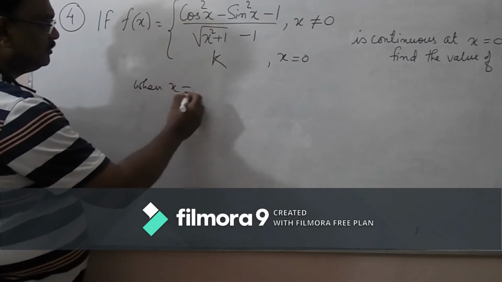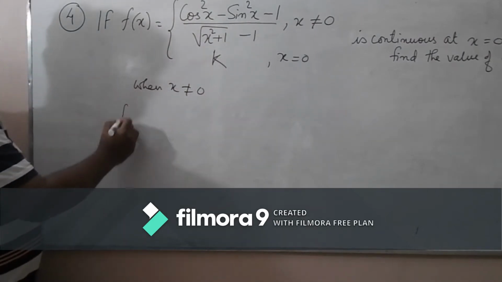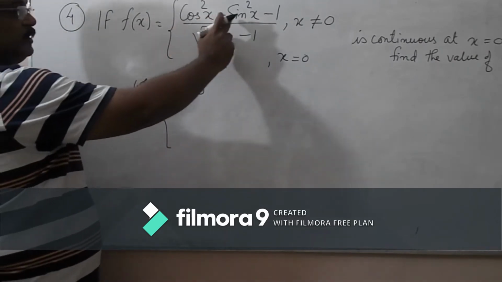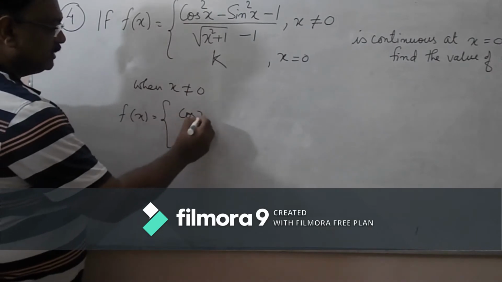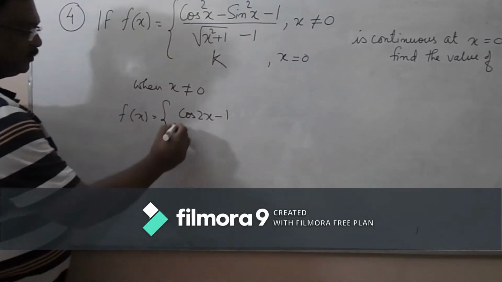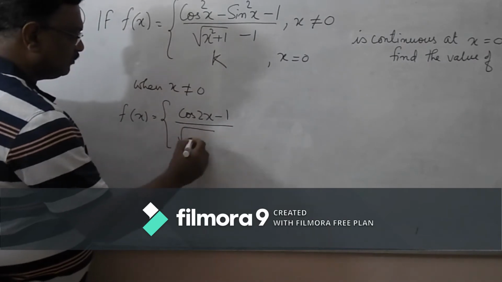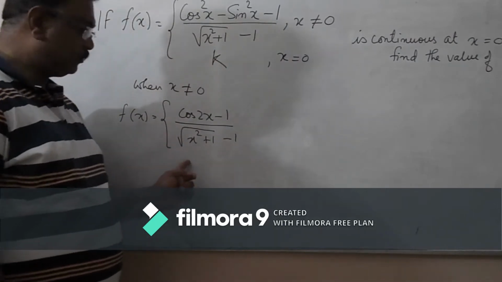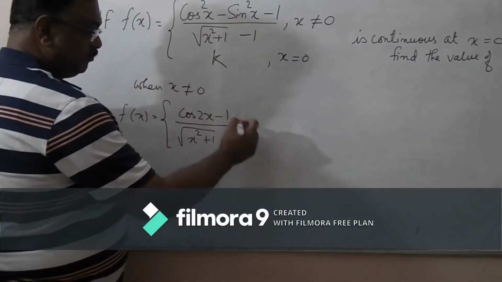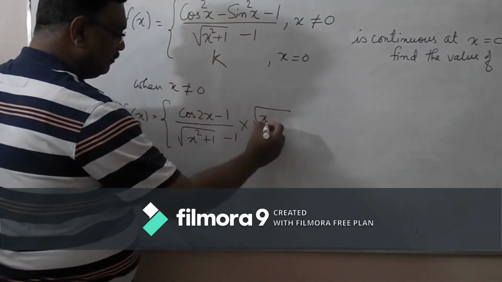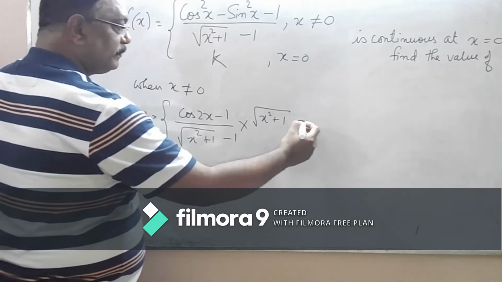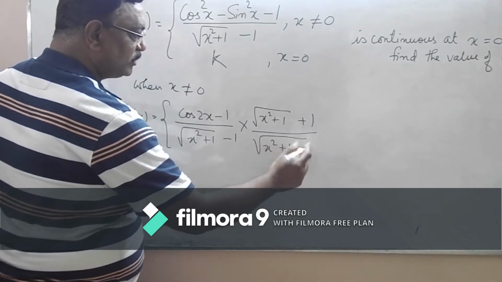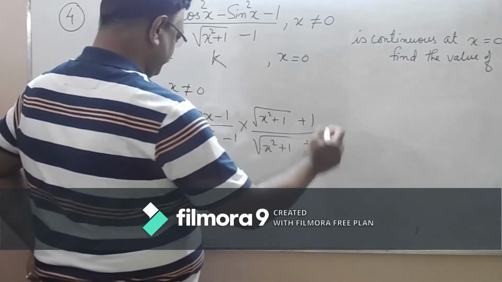Let us try to simplify a little bit. When x is not equal to 0, we can write cos²x − sin²x as cos 2x, minus 1, upon √(x² + 1) − 1. Now since there is a square root in the question and we need to rationalize it, we rationalize it by multiplying with √(x² + 1) + 1 upon √(x² + 1) + 1.